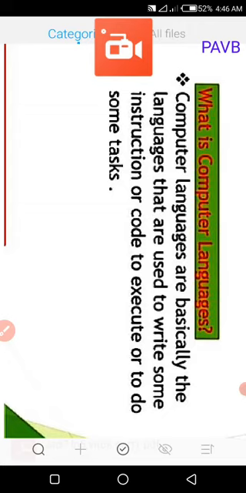Binary language uses a combination of zeros and ones to create instructions. Computers easily understand the instructions given in binary language. Once again, a computer language is basically the language that is used to write some instruction or code to execute or to do some task.